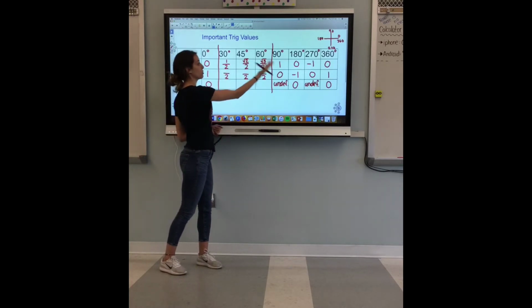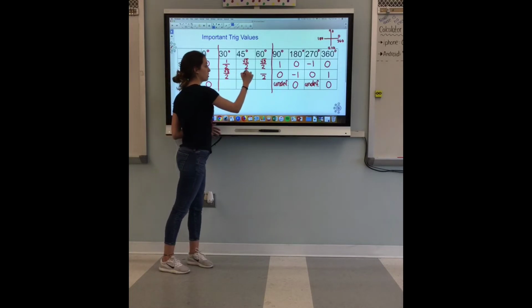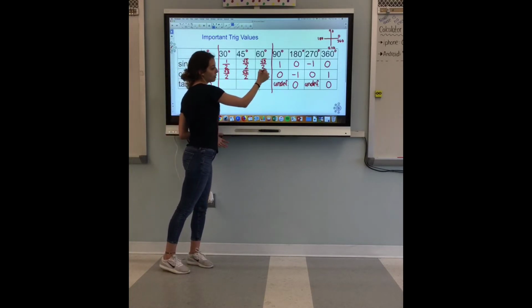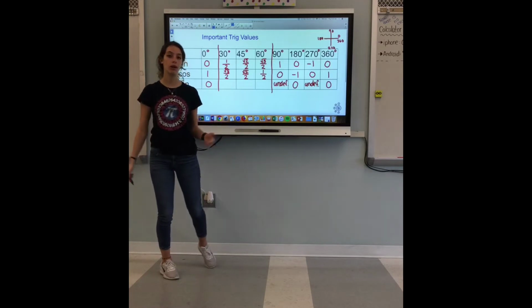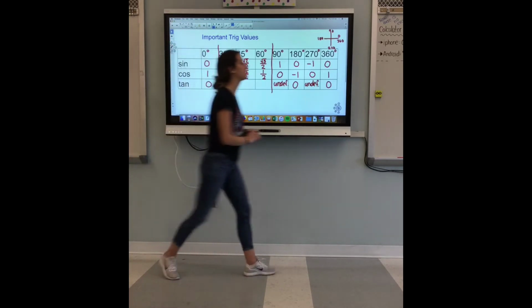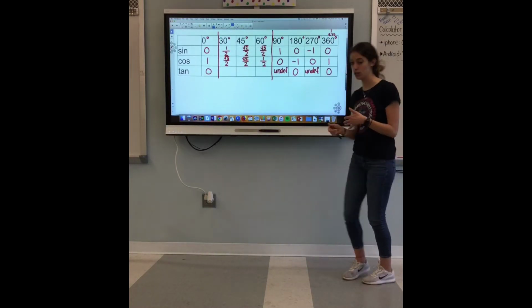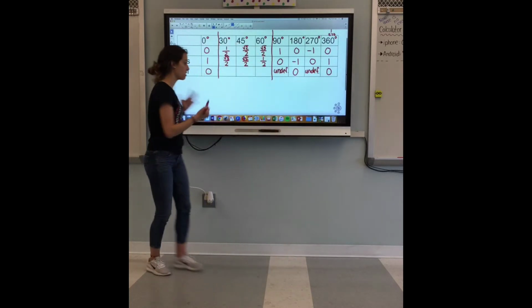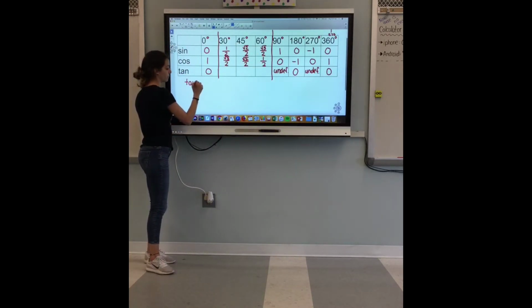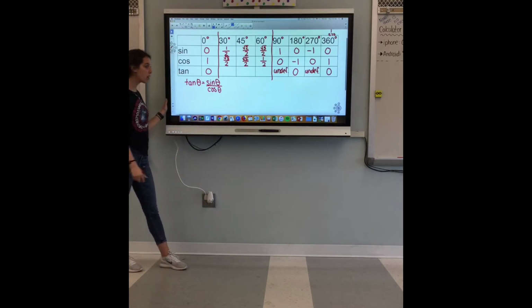So instead of 1, 2, 3, it goes 3, 2, 1. So radical 3, radical 2, and radical 1, which is just 1. Tangent is where we have a little bit more work to find it. So the tangent of an angle, the tangent of theta, is equal to sine of theta over cosine of theta, okay?